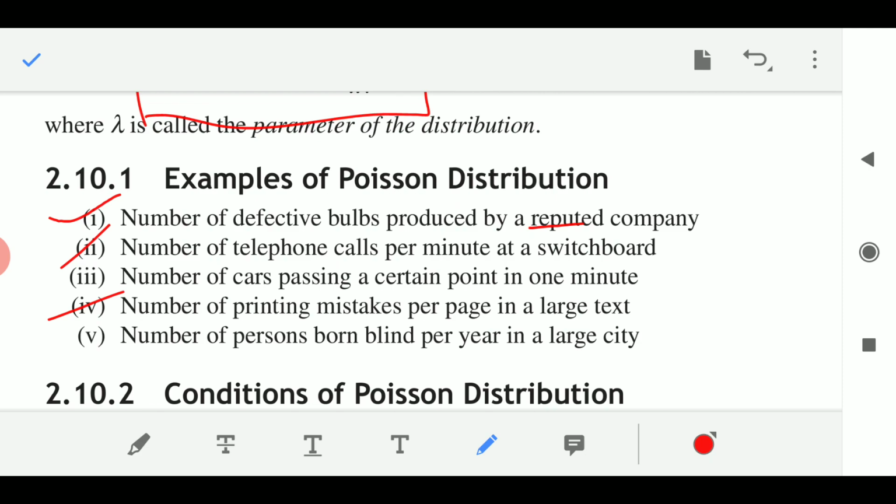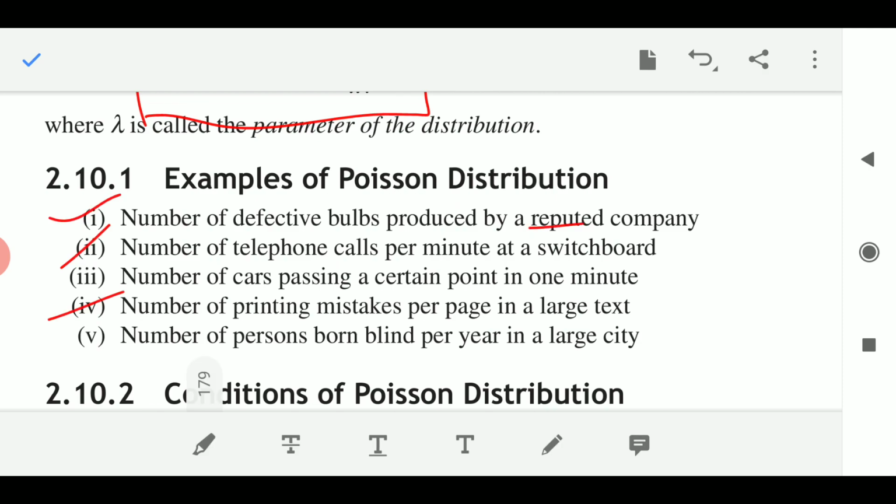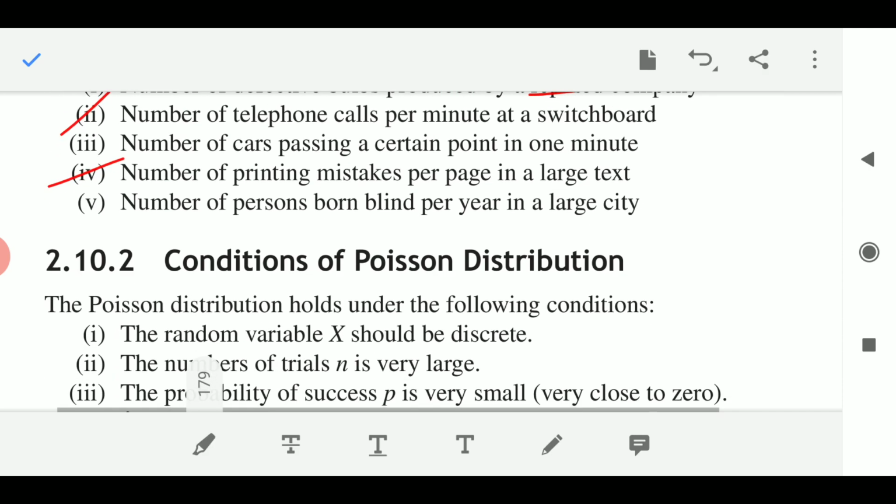Number of persons born blind per year in a large city. In 1 year, the number of persons who are born blind is going to be very small. All right, so all these are examples of Poisson distribution.